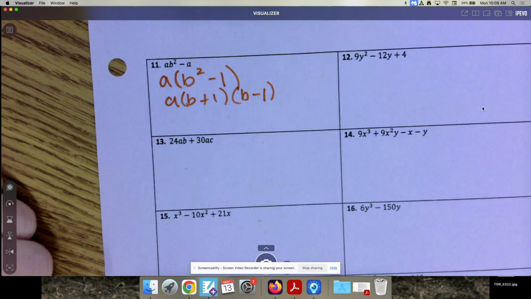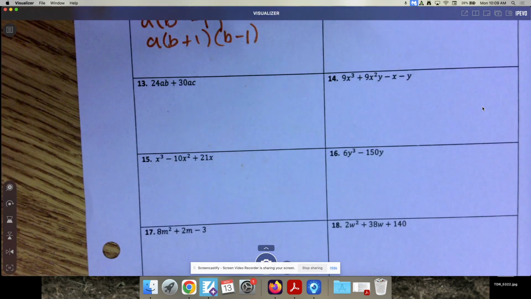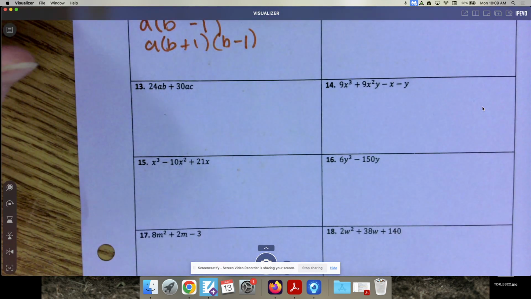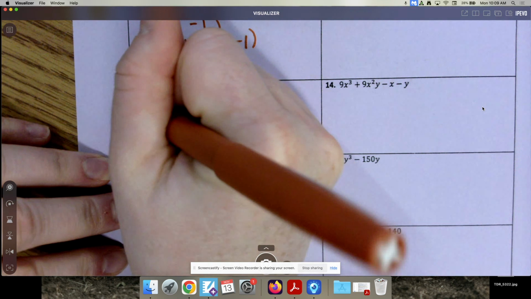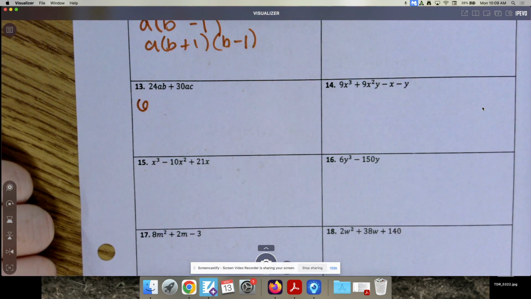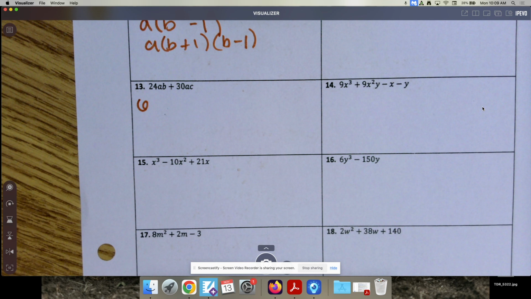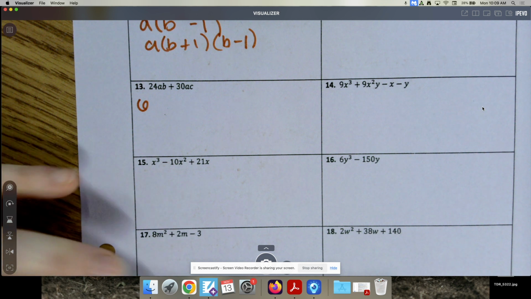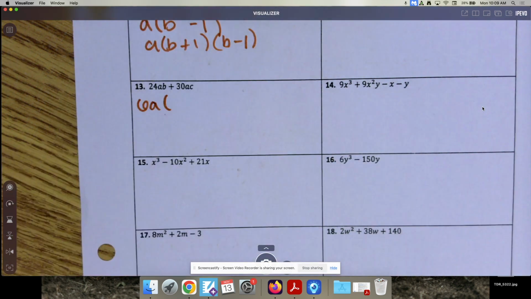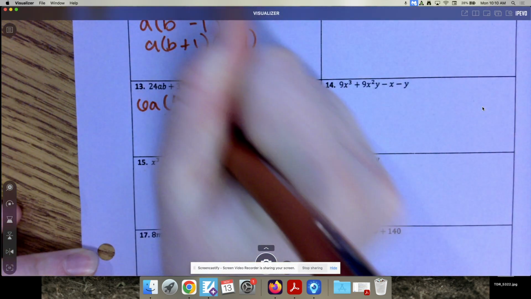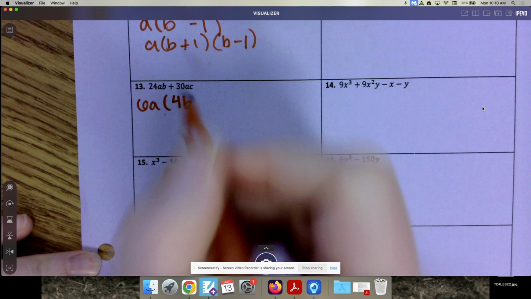Next one, number wise, what can we take out of 24 and 36? There are lots of different options that you can take out. Take the biggest one: 2 goes in, 3 goes in, 4 goes in, not 4, but take the biggest one out. Variable wise, what can we take away from AB, AC? A, they both have an A left over. So 24AB, what's 24 divided by 6? 4B. The A is in front. Plus 5C.